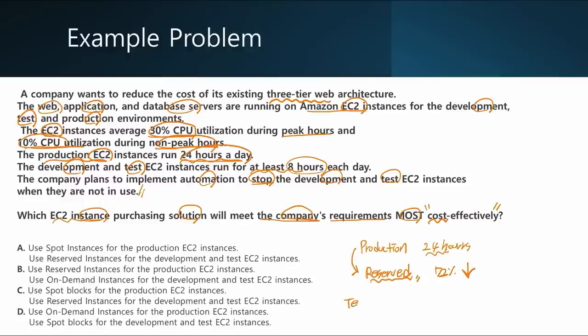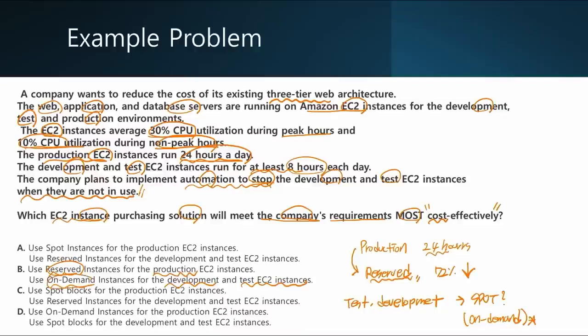In cases like testing and development, it seems like it would be suitable to use Spot, but the company wants to turn it off when not in use. Then, using on-demand would be more suitable than Spot. It is a pay-as-you-go model. So for production, a company should use reserved, and for test and development, it should use on-demand instances. Therefore, B is the correct answer.